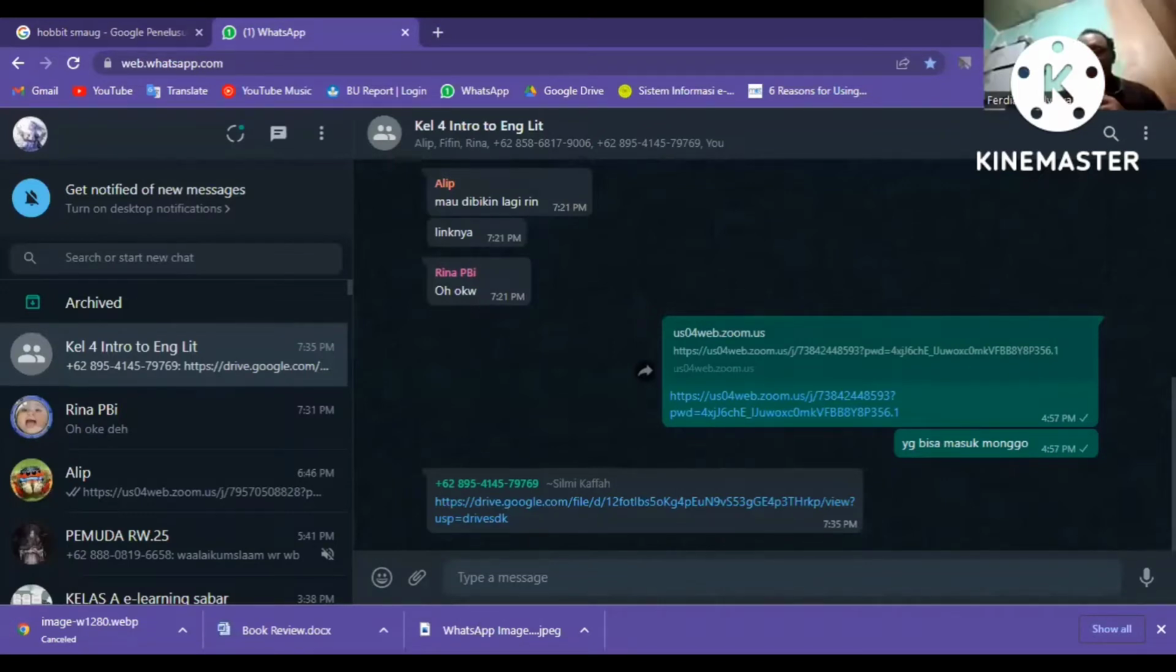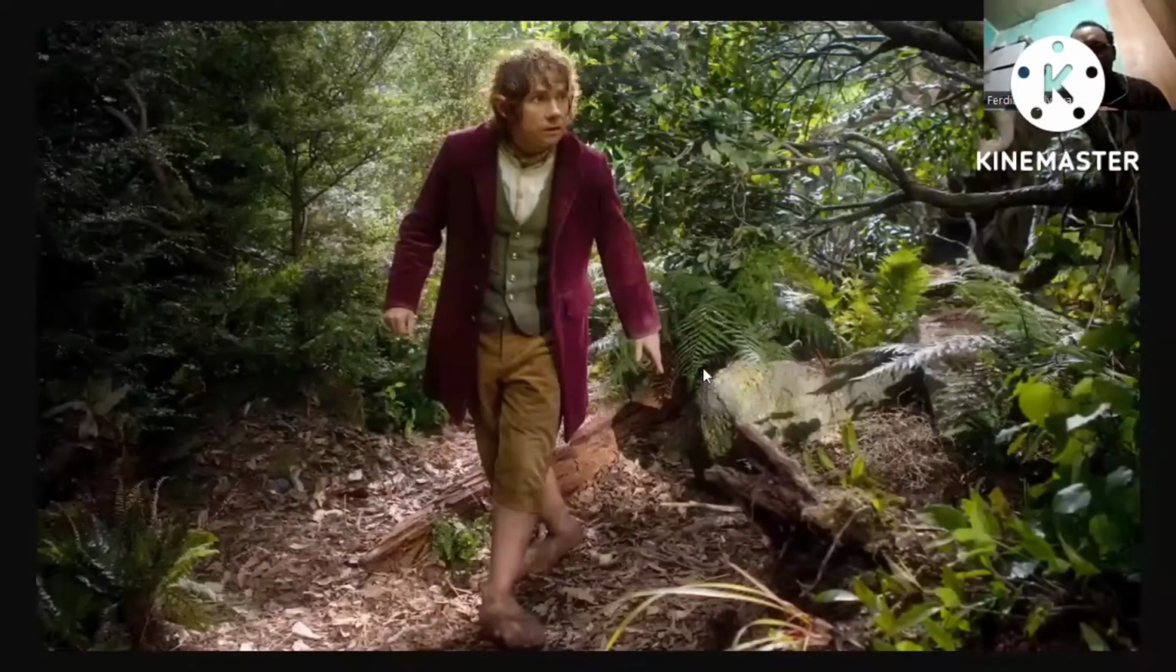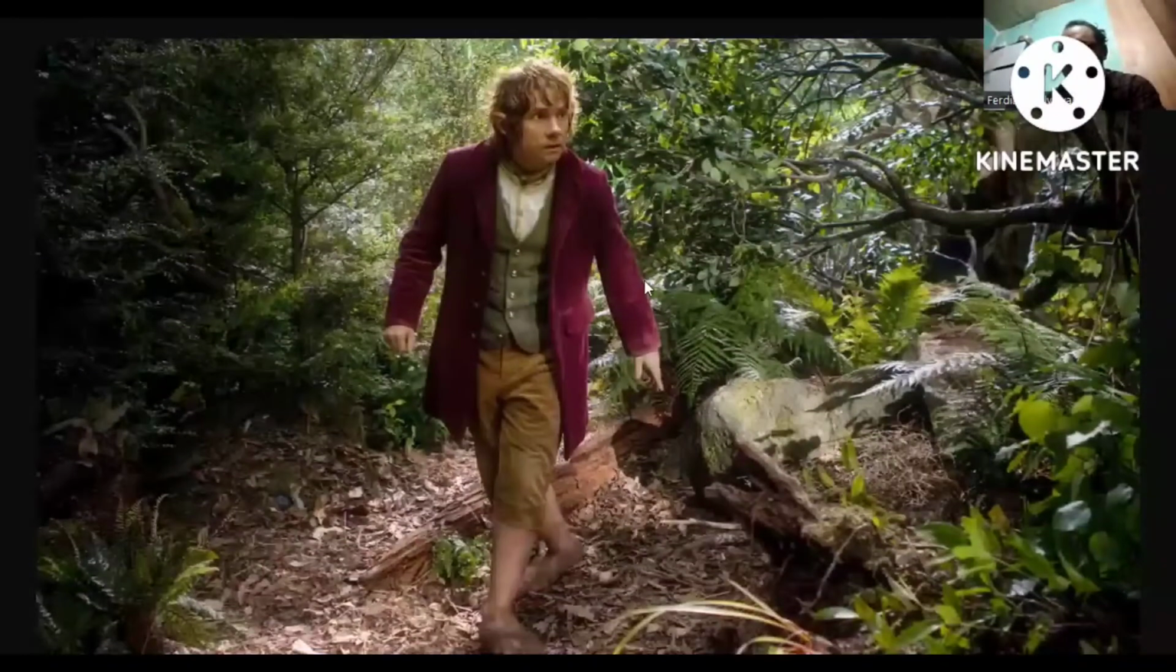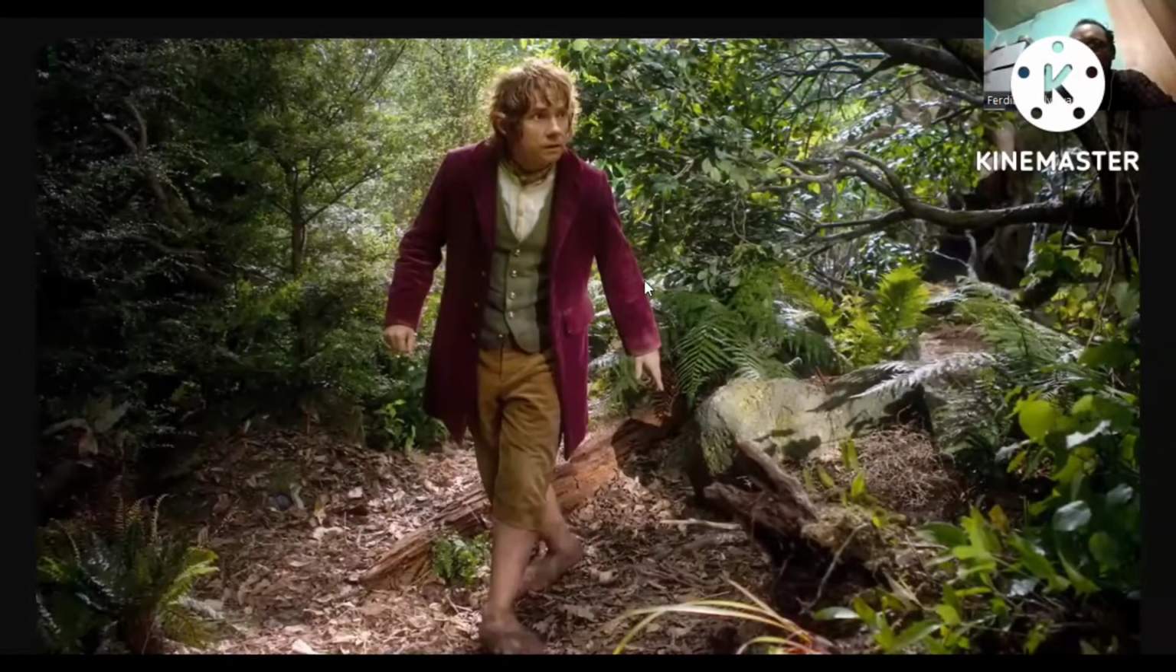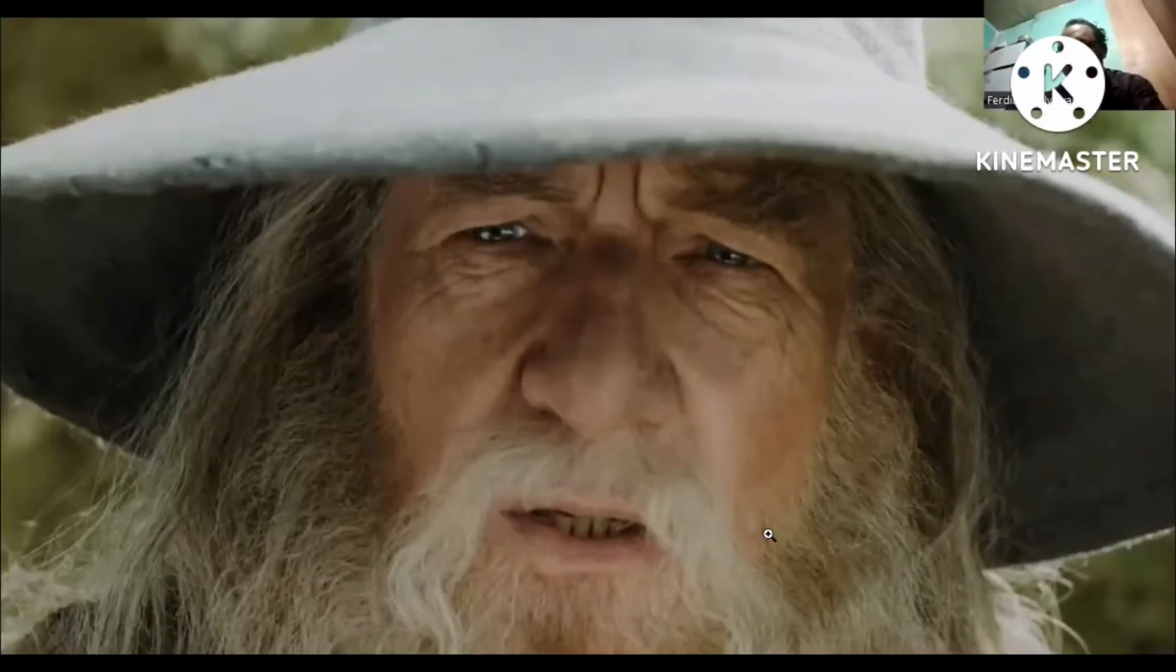Okay, the first is plot. So the book starts with Bilbo, who lives a quiet, peaceful life in his comfortable hole at Bag End. Bilbo is quite content at Bag End near the bustling Hobbit village of Hobbiton. But one day his comfort is shattered by the arrival of an old wizard named Gandalf, who persuades Bilbo to set out on an adventure with a group of 13 dwarves.